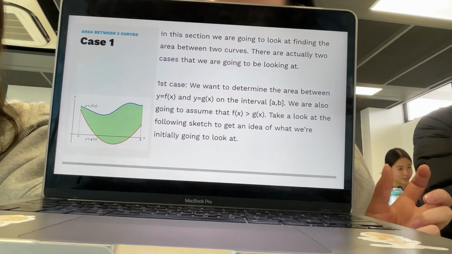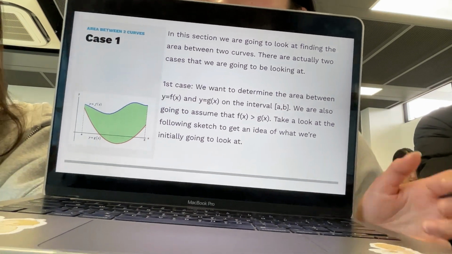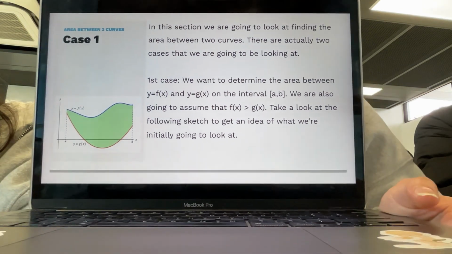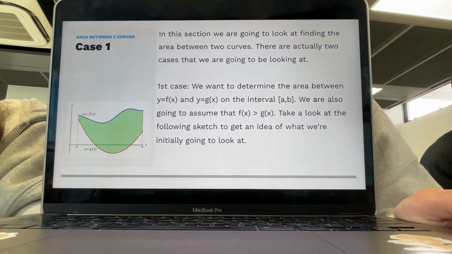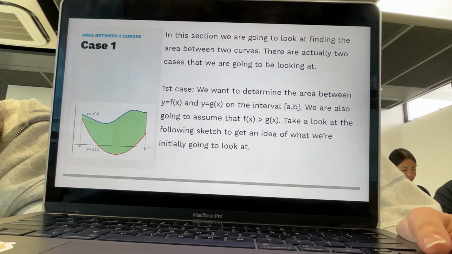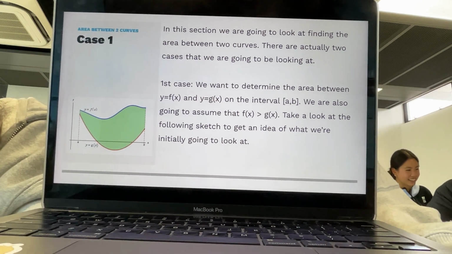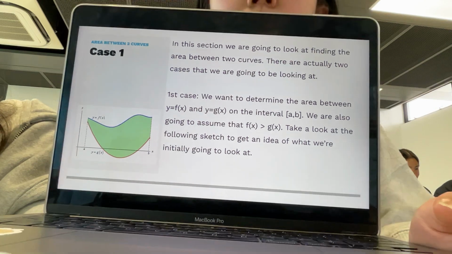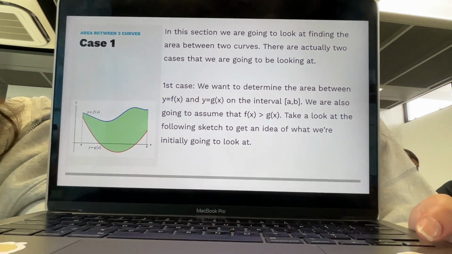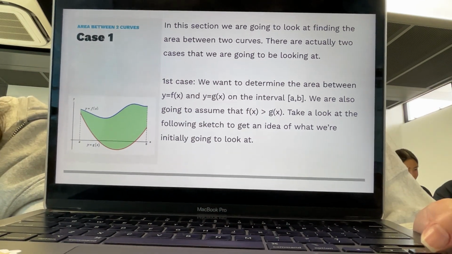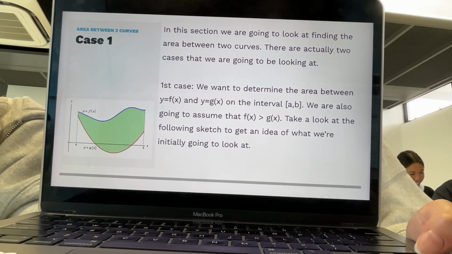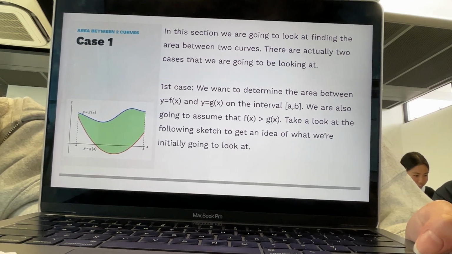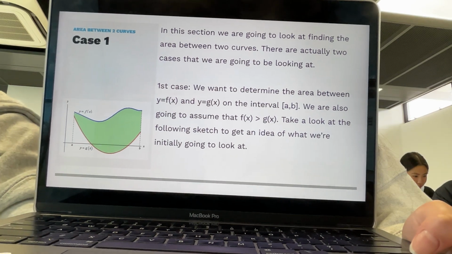In the first case, as you can see in the image, we want to determine the area between y equals f(x) and y equals g(x) on the interval [a, b]. We are going to assume that f(x) is the curve on top, which is larger than g(x), and we will be looking at the sketch to get an idea of how the area should look.